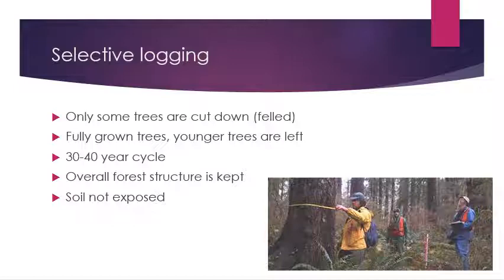The trees cut down are older, whereas the younger trees are left to fully mature. And this is typically on a 30 to 40 year cycle. The benefits of selective logging is that the overall structure of the rainforest is maintained and the soil is not exposed, therefore reducing the risk of soil erosion.